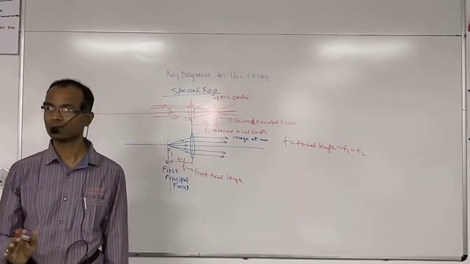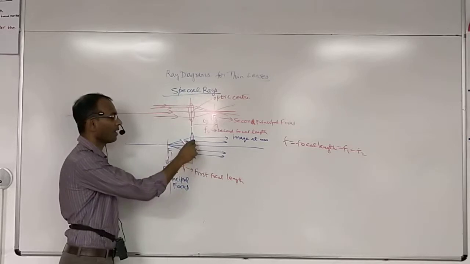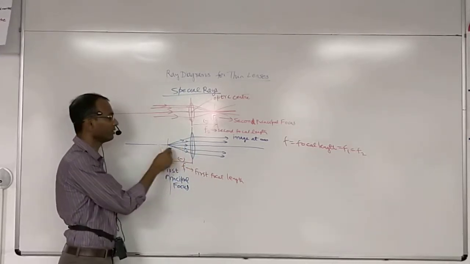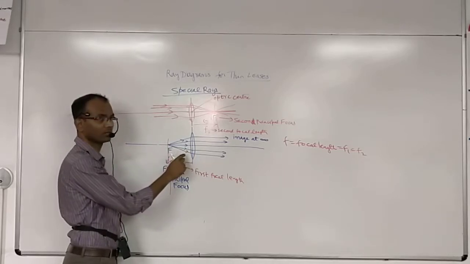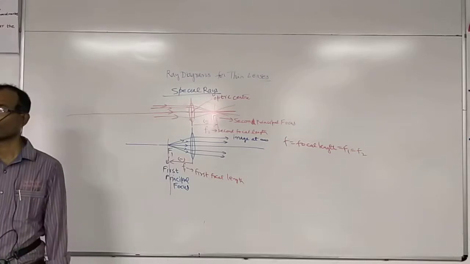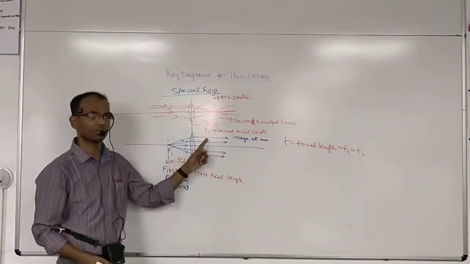You understood this? Now if I want to measure the first focal length, I have to start from the center of the lens and pull my tape in this direction. But this is opposite to the direction of the incident ray. So this length will be negative.